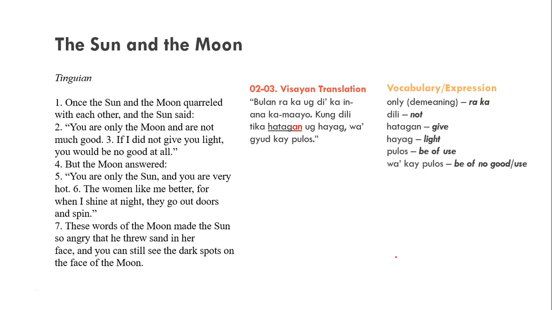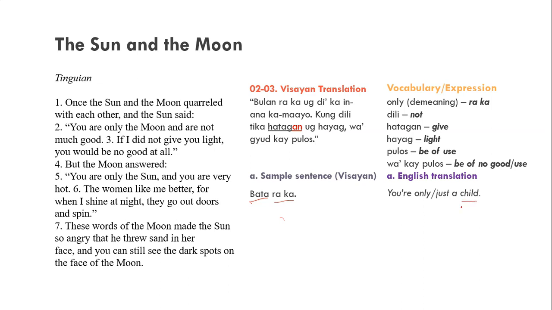Pick out the important words. Only is raka. Dili is not, hatagan is give, hayag is light, pulos is be of use, and when we add wa kay pulos, be of no good or be of no use. And a sample sentence is: Bata raka. What does raka mean? Raka means only. So it would be you're only a child or you're just a child, because bata here is a noun and it means child.